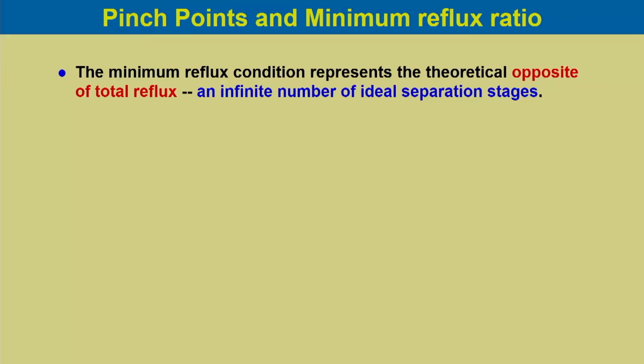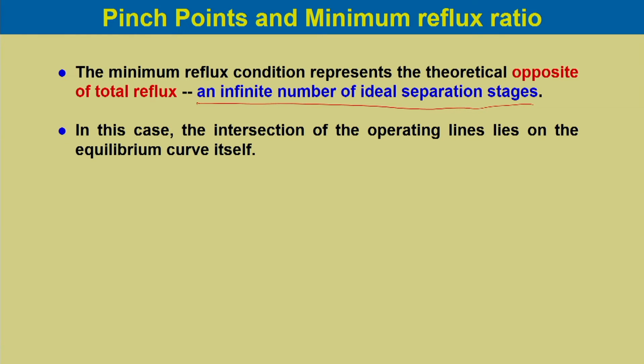But in the case of minimum reflux condition, which is the opposite of total reflux, an infinite number of ideal separation stages are required. So, in case of minimum reflux, we need an infinite number of stages. In this case, the intersection of the operating lines lies on the equilibrium curve itself. So, that is the pinch point.